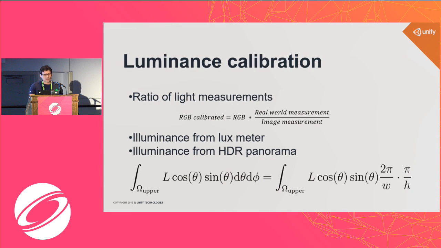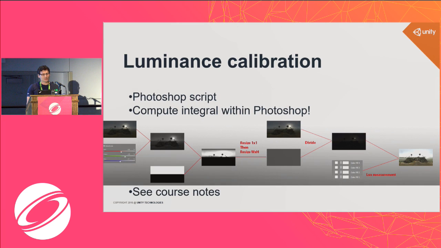For luminance calibration, we need to find the ratio between the real-world illuminance that we get with the lux meter and the illuminance from the HDR panorama. The math to get the illuminance is not really artist-friendly, but we have found a way to do this integral with a Photoshop script. The script will apply the ratio of the light measurement to the white-balanced HDRI. There is the full detail of this in the course notes.